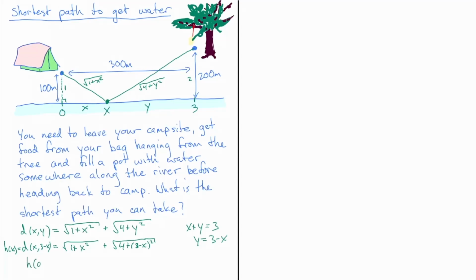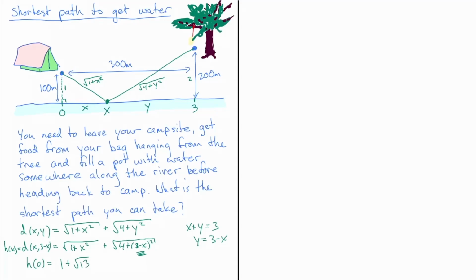So we have h of 0 is going to be the square root of 1, which is just 1, and here at 0 we have, on this one we have 3 minus 0, so this is the square root of 4 plus 3 squared, which is 9, so this is 1 plus root 13.